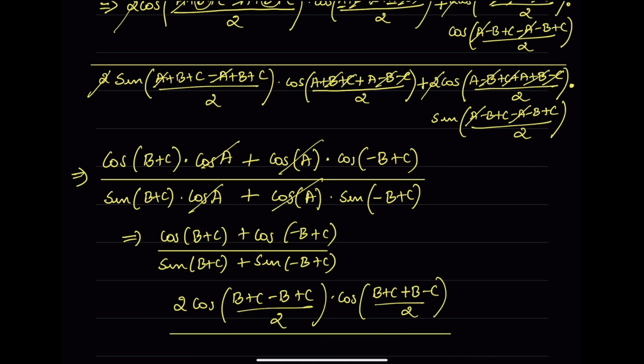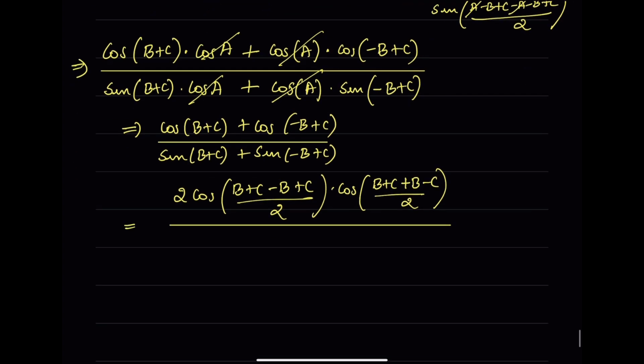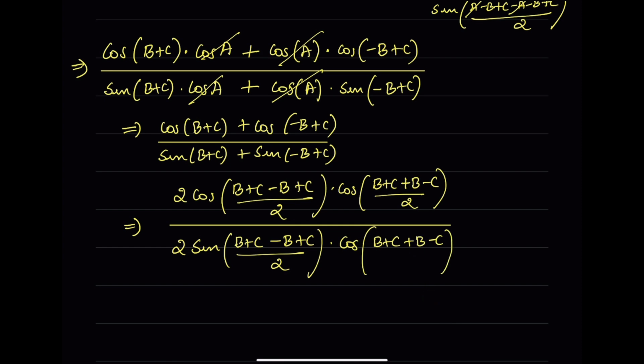This whole thing divided by, now we are going to apply sin C plus sin D. That will be 2 sin of (C plus D) by 2. So it will be (B plus C minus B plus C) by 2 and cos of (C minus D) by 2. So that will be (B plus C plus B minus C), this divided by 2. Now what can we cancel out here?